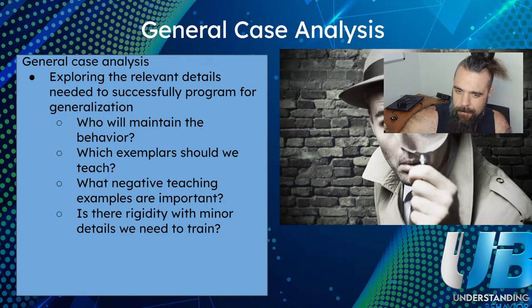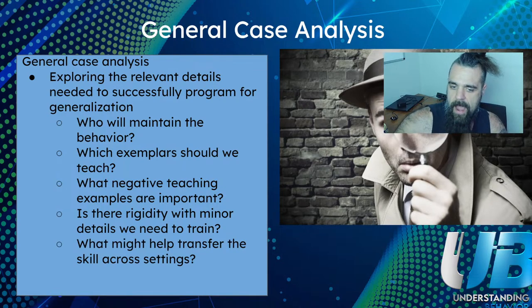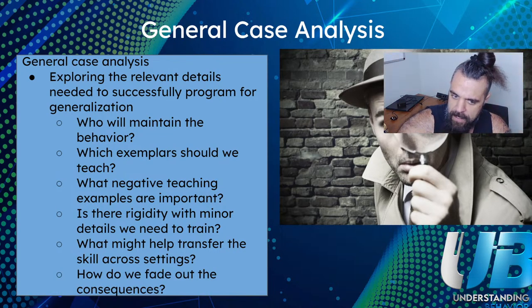Is there rigidity with minor details that we need to train? So focusing on that train loosely aspect. What might help transfer the skill across settings? So looking at program common stimuli. And lastly, how do we fade out the consequences? So looking at how we might program for indiscriminable contingencies.